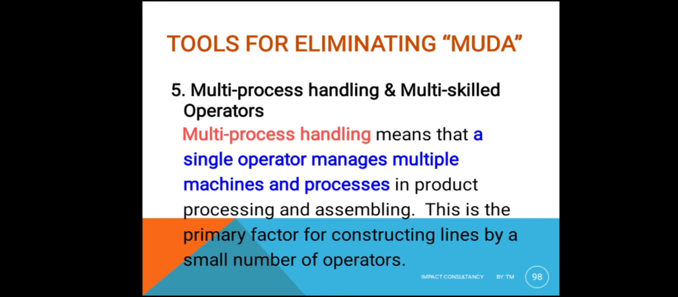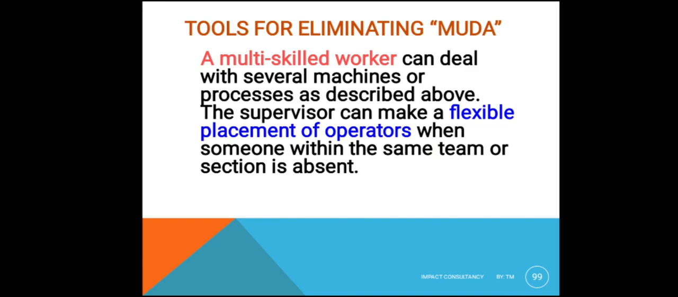And the fifth one is multi-process handling and multi-skilled operators. Multi-process handling means that a single operator manages multiple machines and processes in product processing and assembling. This is the primary factor of constructing lines by a small number of operators. The next one is a multi-skilled worker can deal with several machines or processes as described above. The supervisor can make a flexible placement of operators when someone within the same team or section is absent. So a multi-skilled worker can work on multi-machines, on different machines at the same time by timing.